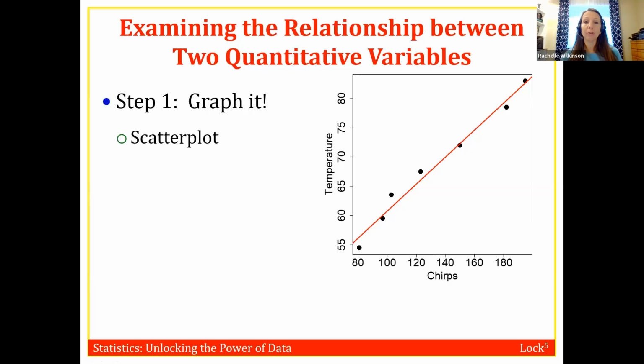Okay, so we're going to do a graph, and the graph we're going to use is a scatter plot. And remember, on a scatter plot, we're looking for three basic things. So what are the three things that we're looking for on our scatter plot? Perfect, form, direction, and strength. So this one is the chirps and the temperature. So looking at this, what kind of form would you say it has? And remember, our options for form were basically linear and not linear.